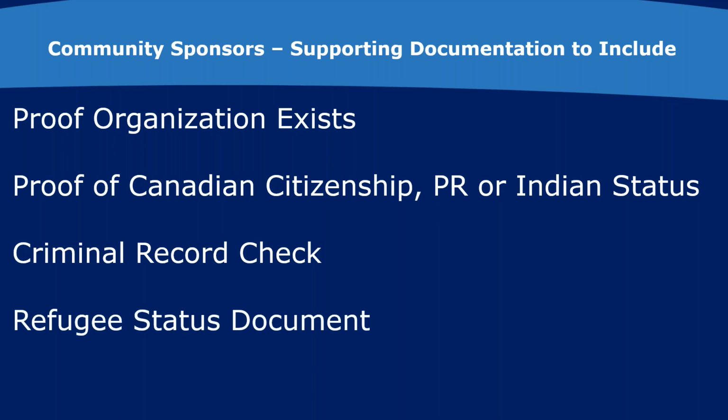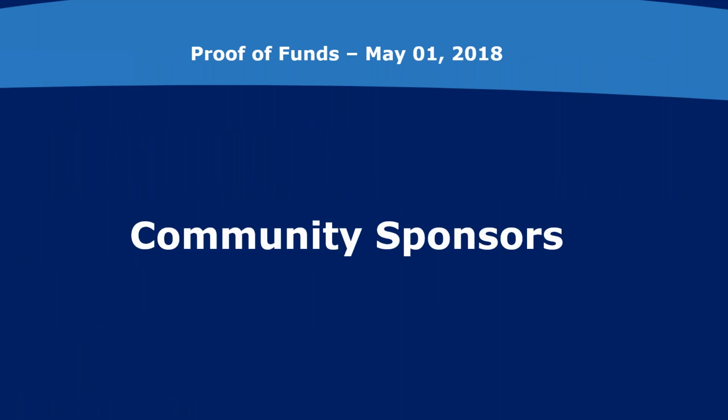And again, community sponsors must include a copy of the principal applicant's refugee status document, and they must also include proof of funds. In terms of how organizations acting as community sponsors can demonstrate that they have the necessary proof of funds, there's been a few changes that came into effect on May 1st, 2018.